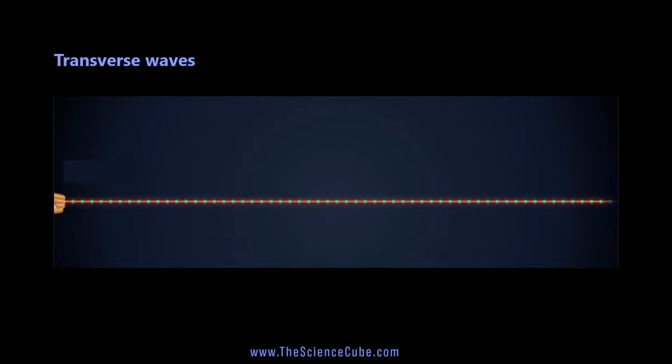Imagine a long string stretched tight under tension. Give one end a single quick up and down jerk. You'll create a one-time disturbance that travels down the string. That traveling bump is called a pulse. Now, the next obvious question is, why doesn't the bump just stay where you made it? Why does it move forward? Let's break down exactly what happens mechanically.